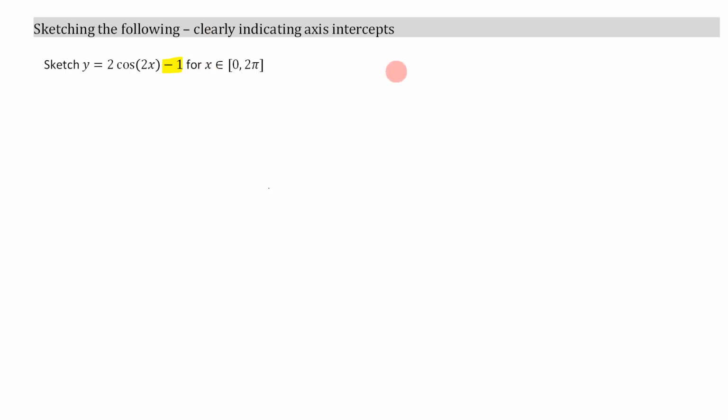So just to show you really roughly what this means, you don't have to write this down, but let's just imagine our axes here. We've got a cos graph. So a cos graph looks like this. And what this is telling me is I'm taking the cos graph and I'm shifting it 1 down.